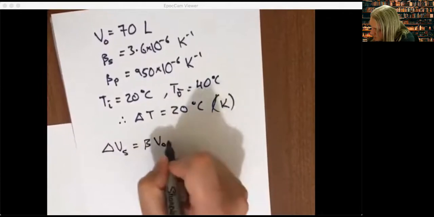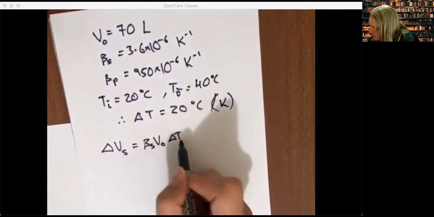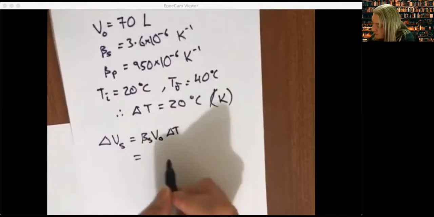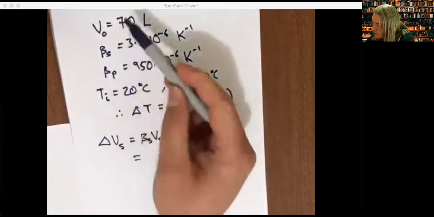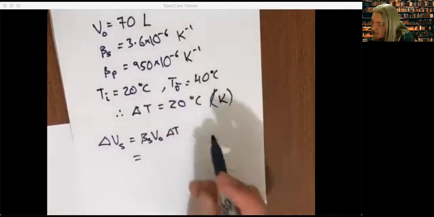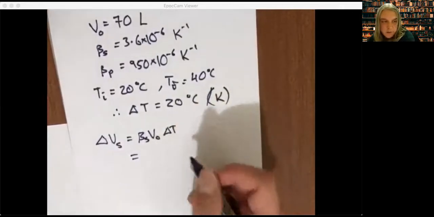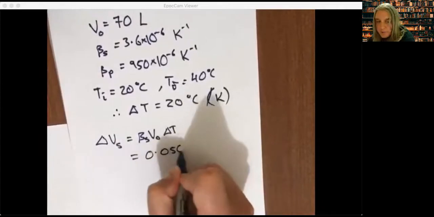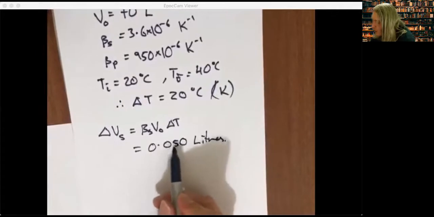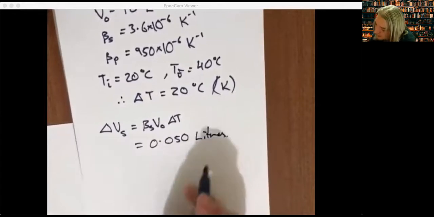So the change in volume for steel is going to be beta V naught delta T. They both have the same original volume and they both have the same change in temperature. So beta is the only thing that's changing. So the change in volume for steel, using 70 litres, 3.6 times 10 to the -6 per kelvin, and 20 Kelvin or degrees Celsius, gives us a change in volume of 0.050 litres. So that's how much bigger the steel tank gets. It gets bigger by 5/100ths of a litre.